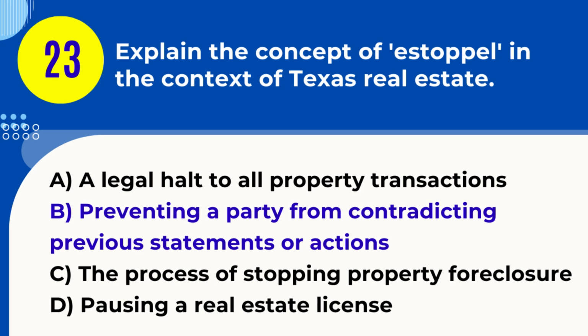Answer. B. Preventing a party from contradicting previous statements or actions. Explanation. In Texas real estate, estoppel refers to a legal principle that prevents an individual or entity from contradicting their previous statements or actions if another party has relied on them. It's often used in lease or contract disputes to uphold initial agreements or claims.